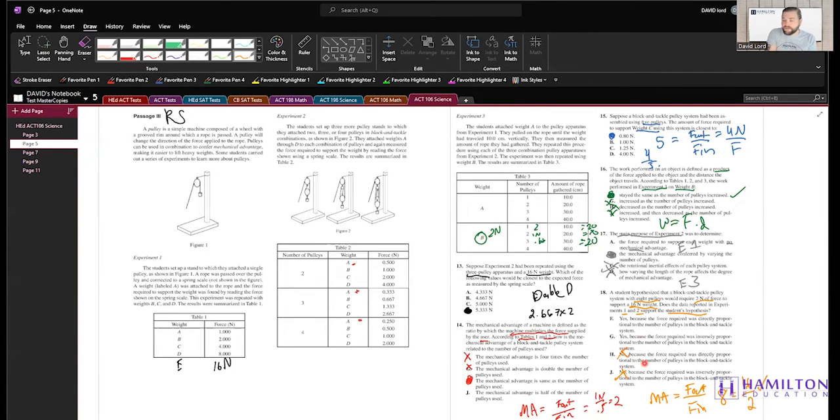So we can eliminate the no's. Yes, because the force required was directly proportional to the number of pulleys. Force required was not directly proportional. Actually, the force went down as we increased the number of pulleys. So it went from 0.5 to 0.3 to 0.25. So the force needed decreased. So inversely proportional. Yep, that's perfect. So as the number of pulleys increased, the force decreased. And that's why the answer is G. And that's it for this passage. Congratulations.